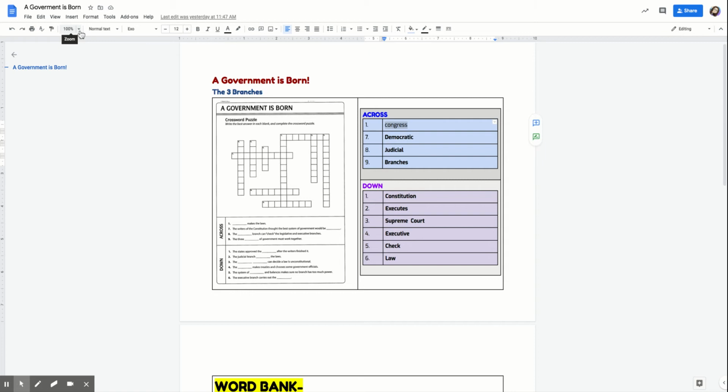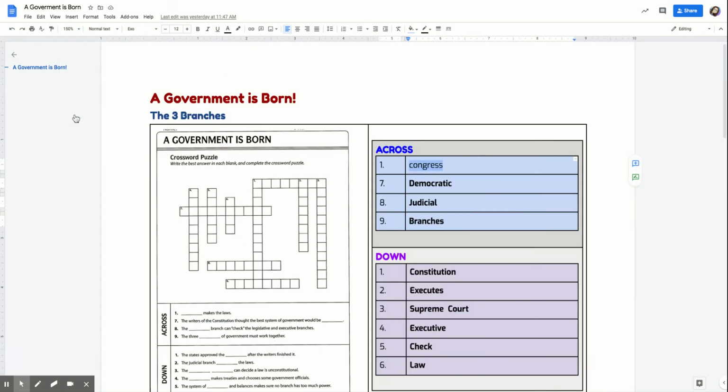If anytime you ever need to make any assignment bigger, you can always go to this little area right here where you see the percentage sign. You can click it and make it bigger.